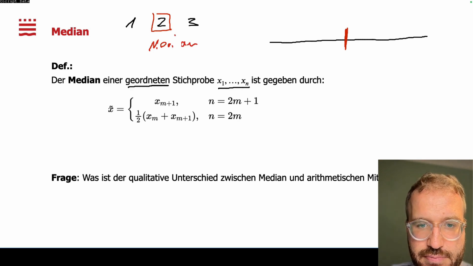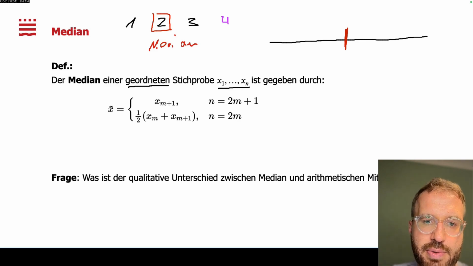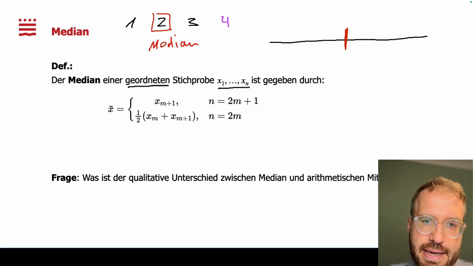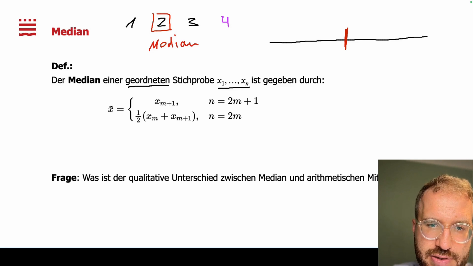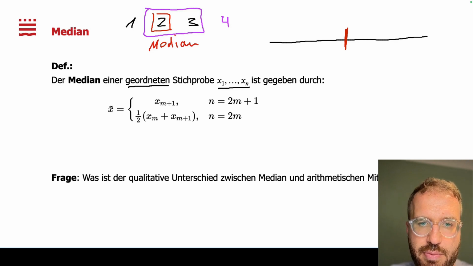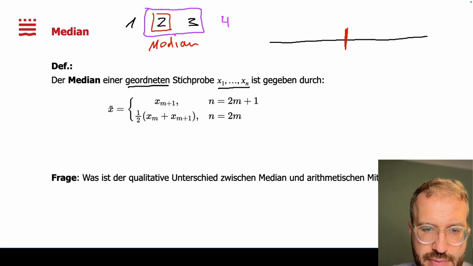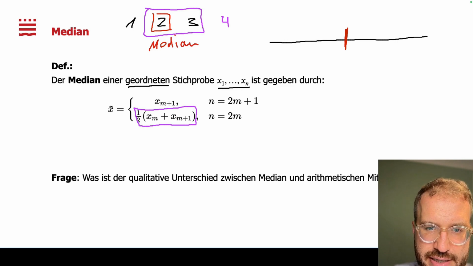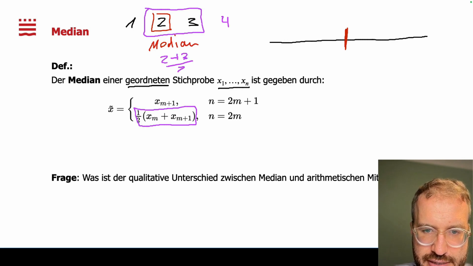Now imagine, however, that we have an even number of values, then there is simply no middle. So there is no single median. And what we are going to do now is that there are, so to speak, two potential values, namely these two here. And what we do is, essentially, as we see here, we take the mean between 2 and 3. That means in this case the median is 2.5.